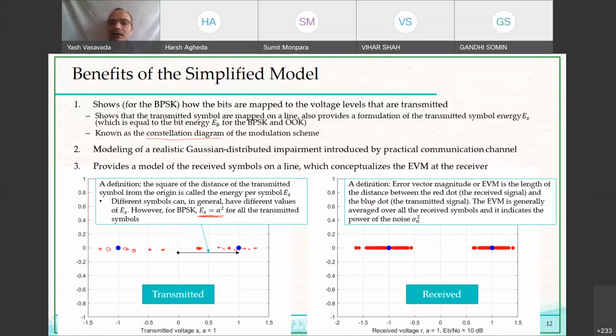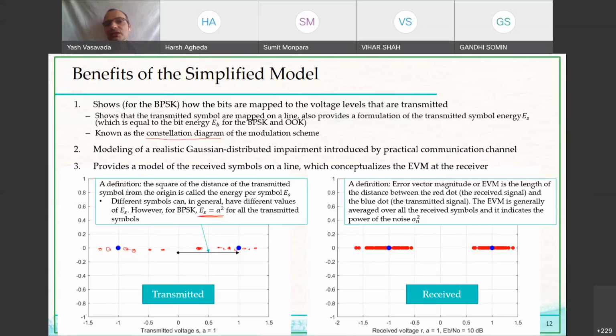And again, there is a terminology called EVM, or error vector magnitude. All that it does is it takes the difference between the blue point and each of the red points. That is called the error vector. Then it takes the magnitude of that vector, and then it averages it out over all of the red points. And that becomes an estimate of sigma n, the standard deviation. Anyways, this is something that is very commonly used, tools and techniques of the trade.